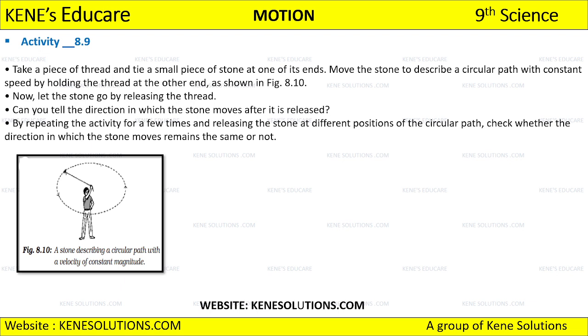So by repeating the activity a few times and releasing the stone at different positions of the circular path, check whether the direction in which the stone moves remains the same or not. Okay, you have to check this, whether the stone will remain in the same direction or it will keep on changing.